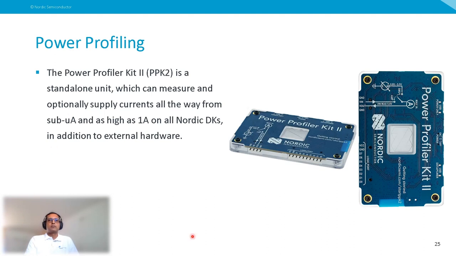So this is basically a profile view and a top view of how the kit looks. The Power Profiler Kit is a standalone unit, as you can see here, which can measure and optionally supply current all the way from sub-microampere to as high as 1 ampere to all Nordic development kits. In addition, it can also be used with external hardware. Customers can have their own custom boards and they can supply voltage from this kit and measure the current consumed by the custom PCBs.